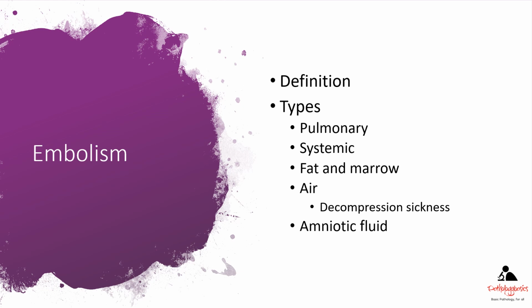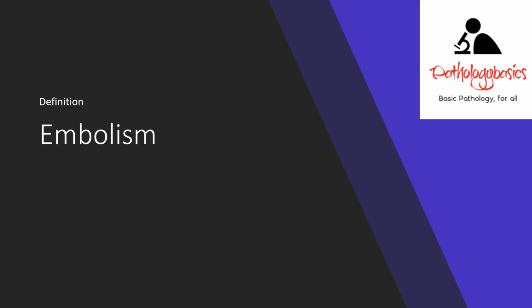Next topic after DIC is embolism. We'll be seeing the definition, we'll be seeing the types of embolism, right? Types include pulmonary embolism, systemic embolism, fat and marrow embolism, air embolism, and amniotic fluid embolism. We'll be discussing each of them. Let's start with the definition of embolism.